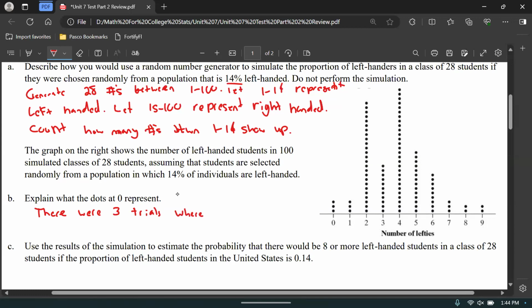where 28 numbers were generated and none were between 1 and 14. Right? They would have generated 28 numbers, and this says that there were 0 numbers between 1 and 14, which represent left-handed people. So 0 were left-handed out of that set of 28. And that happened 3 times.